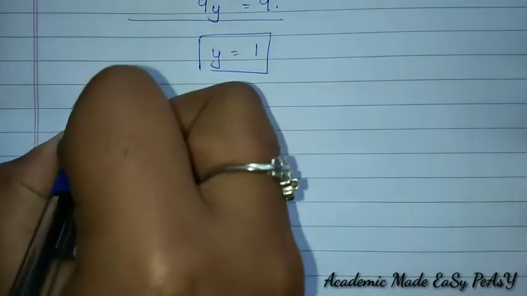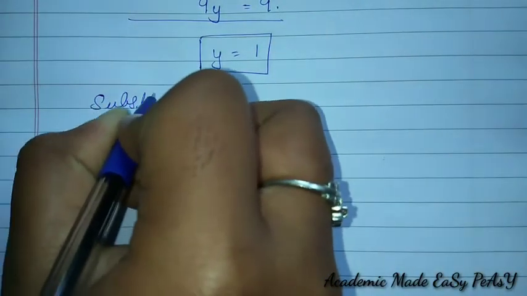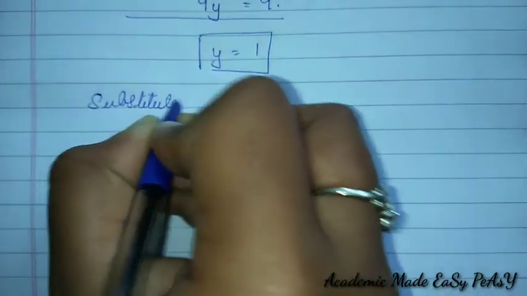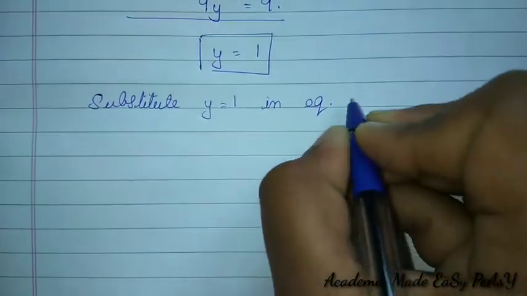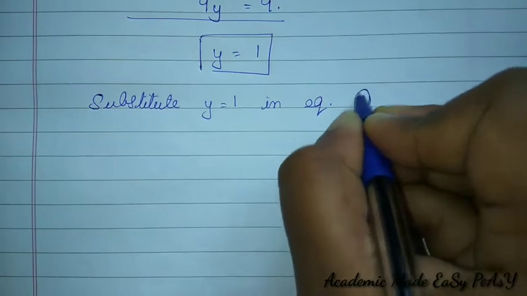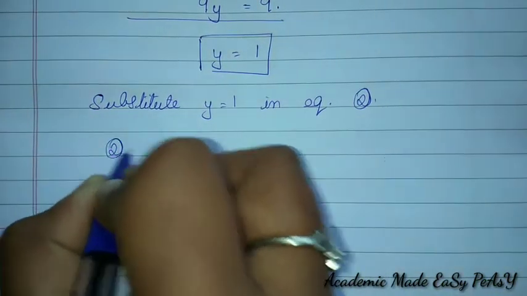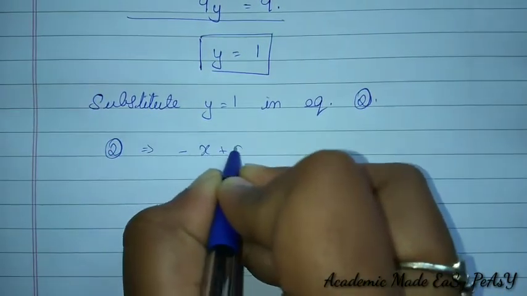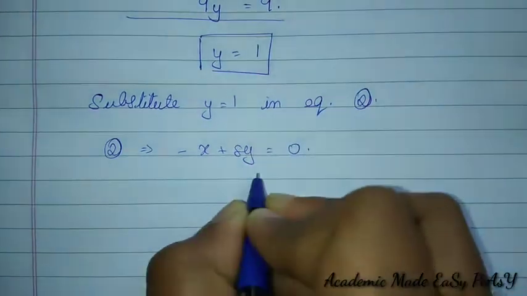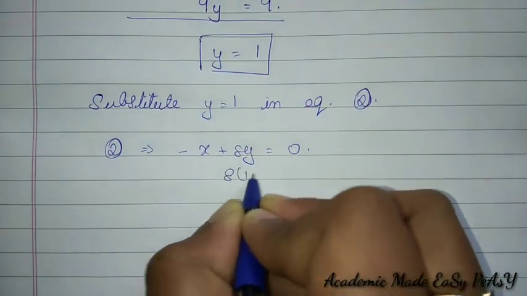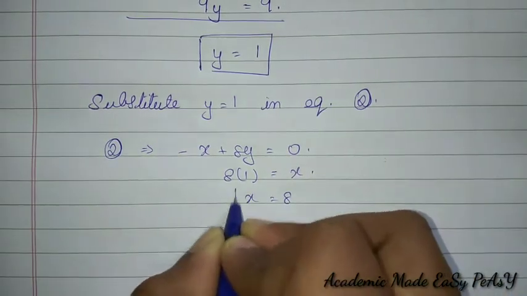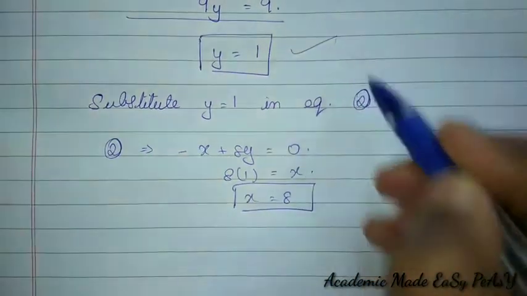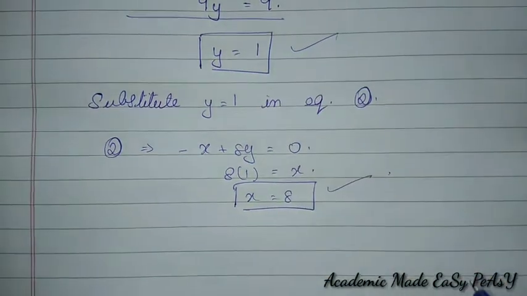So now I will be substituting y is equal to 1 in equation 2. So equation 2 implies minus x plus 8y is equal to 0. So 8 into what is my y? It is 1. So 8 is equal to x. So x is equal to 8. So I have found the value of x as well as y.